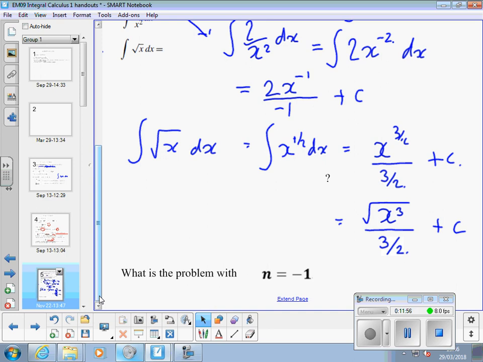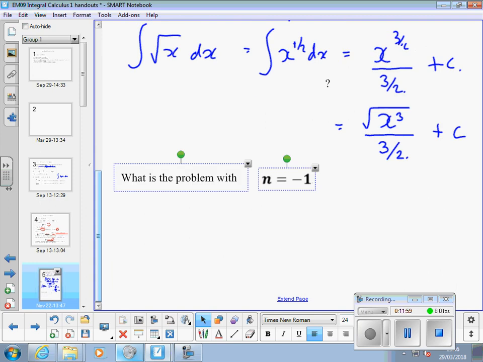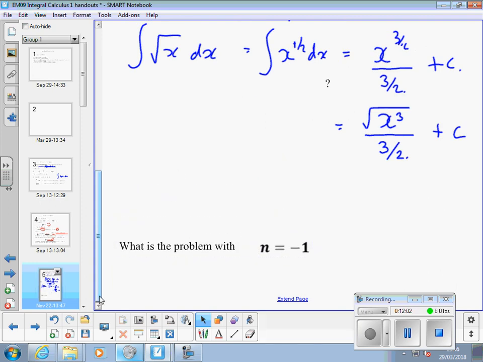Want to turn that into 1.5. Resolve: 2 divided by 3. You could write that fraction x cubed squared. If you want to divide by a fraction, you turn the denominator fraction upside down and multiply. That's equal to 2 over 3 times the square root of x cubed.